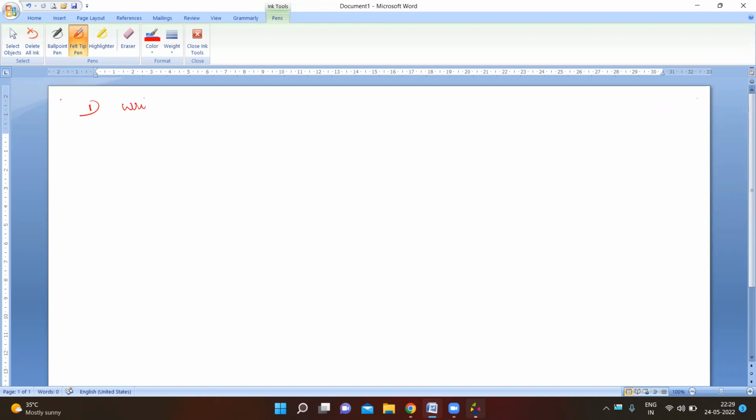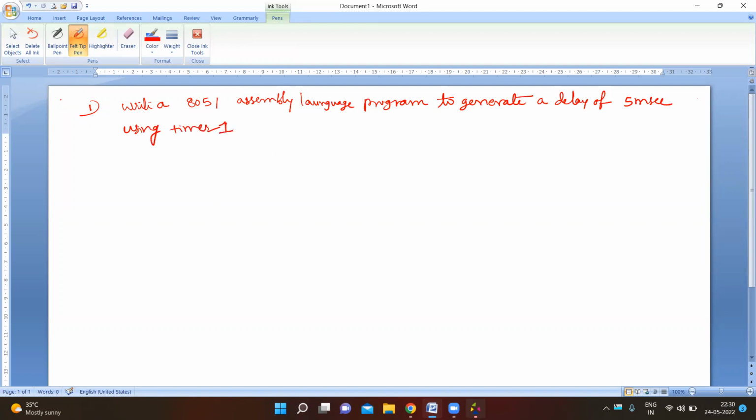Write an 8051 assembly language program to generate a delay of 5 milliseconds using timer 1 with crystal frequency of 11.0592 megahertz. This is the given problem.